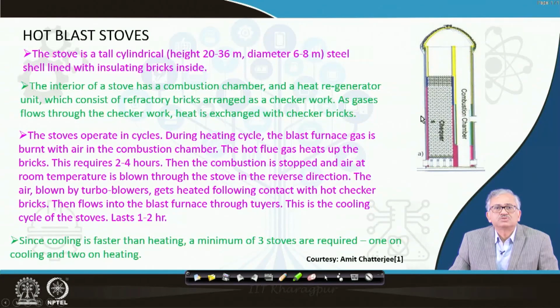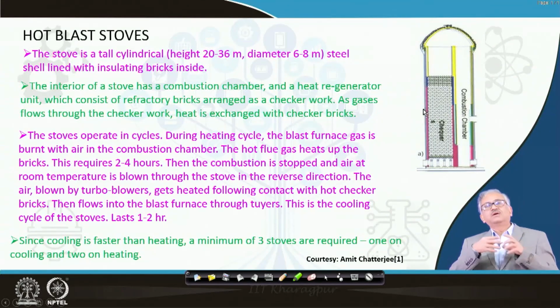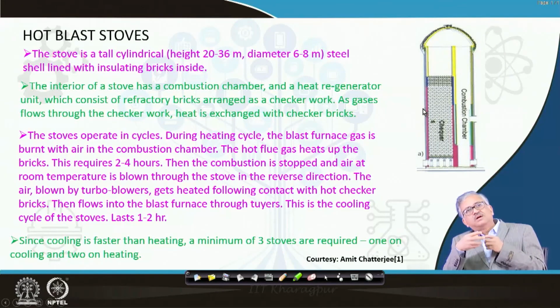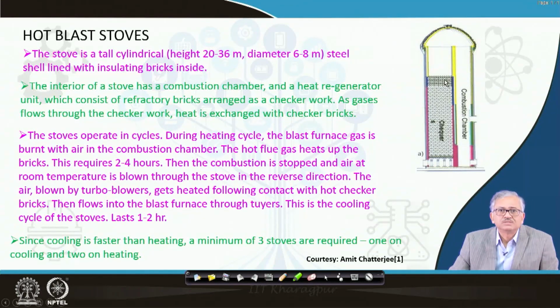Then the combustion stops, and in the next cycle, when the checker bricks are heated up, you pass the air through the checker bricks in the reverse cycle, and the air gets heated up by taking the heat from the checker bricks. That is the way it is done. This takes around 1 to 2 hours for heating of the air, or cooling of the checker brickworks.